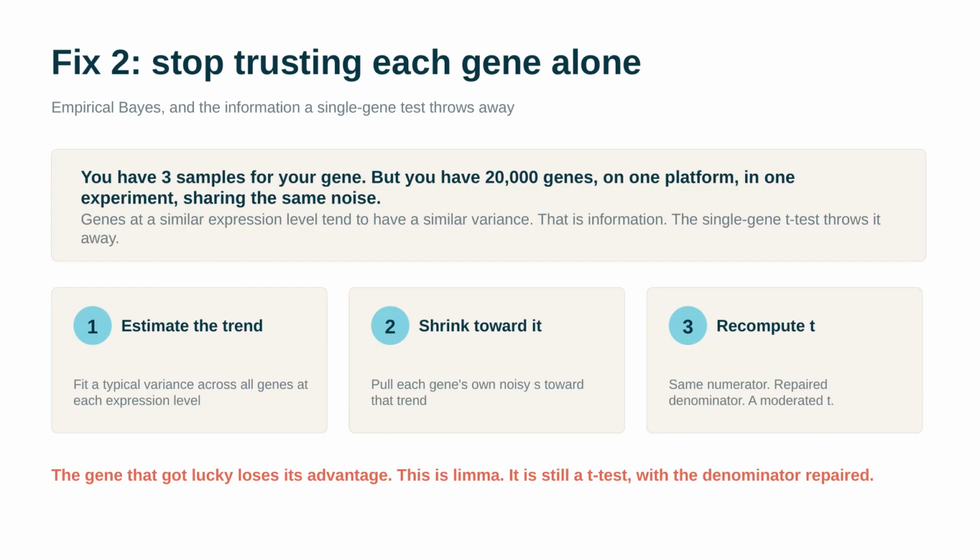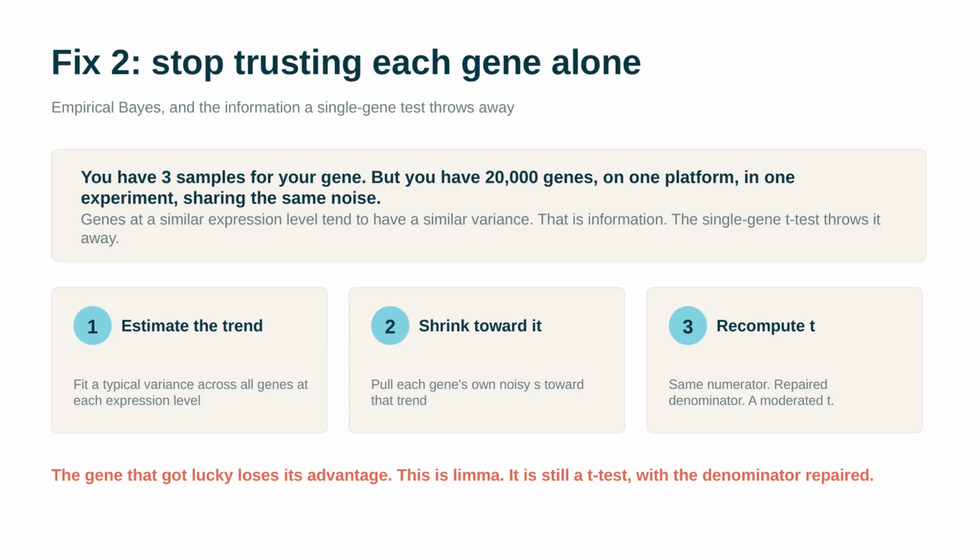The fix is one of the genuinely elegant ideas in the field, and it is worth understanding rather than just invoking. Here it is. You have 3 samples for your gene, but you have 20,000 genes, all measured on the same platform in the same experiment, with the same sources of noise. Most genes with a similar expression level have a similar variance. So instead of trusting each gene's 3 lonely points, you borrow strength.